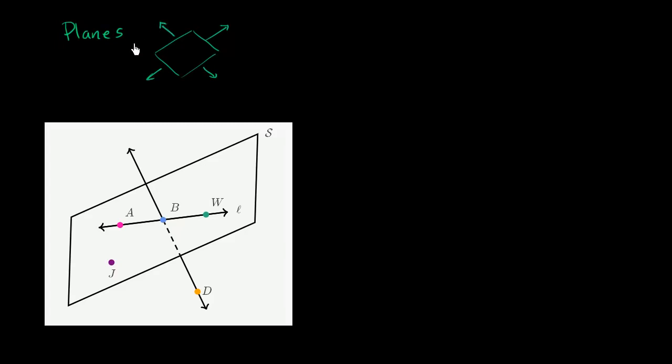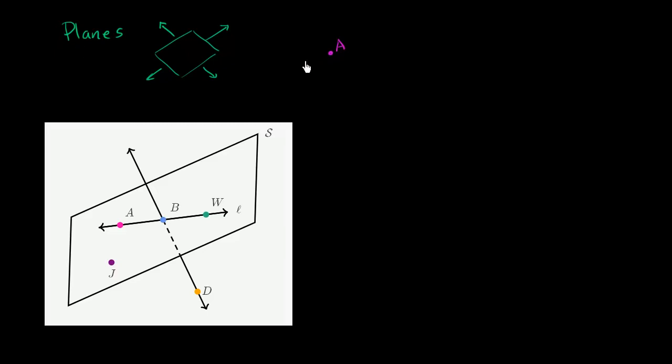Now the question is, how do you specify a plane? Well, you might say, well, let's think about it a little bit. Could I specify a plane with one point right over here? Let's call that point A. Would that alone be able to specify a plane? Well, there's an infinite number of planes that could go through that point.